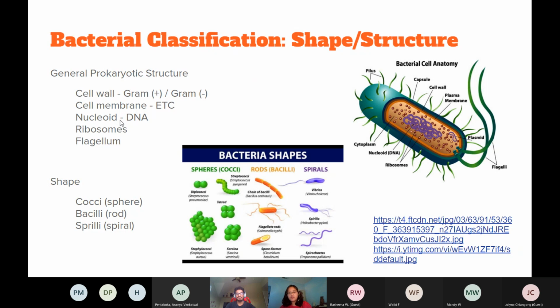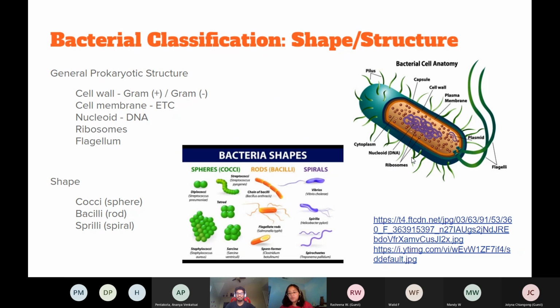Next, we have the nucleoid, which is different from a nucleus in that there's less structure to it. In the regular nucleus in eukaryotes, you have the nucleus, and then you have the nucleolus inside, which has the majority of the DNA. In prokaryotes, you have just a nucleoid, which contains the DNA. So it's a lot less structured.